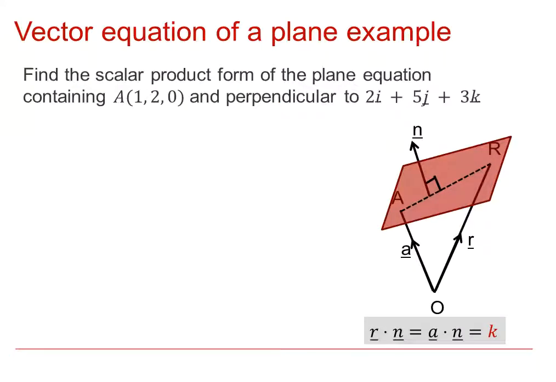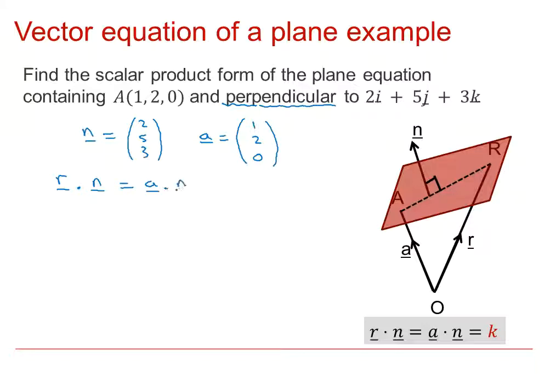So here we're going to find the scalar product form of the plane, which goes through the given point A, which is at 1, 2, 0, and is perpendicular to the vector 2i plus 5j plus 3k. I would strongly recommend, once you have identified the normal perpendicular vector, that you give it the name n. So n is 2, 5, 3. Our position vector of a point on this plane is given, and I'm going to call that A, 1, 2, 0. And now I'm going to use r dotted with the normal is a known point, A dotted with the same normal.